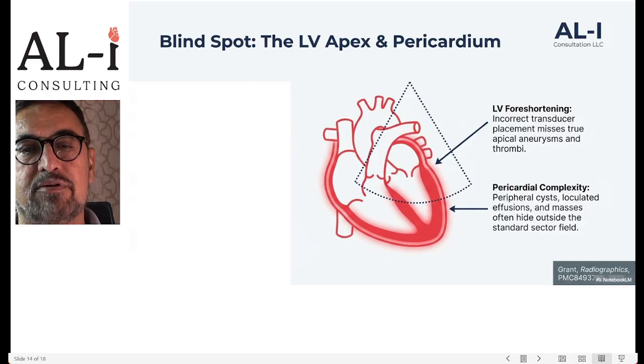The blind spots of POCUS include the LV apex and pericardium. The left ventricular apex, particularly when the apical view is foreshortened, is one blind spot. A rounded ventricle can hide apical pathology such as thrombi and distort true chamber shape. This is one reason why careful acquisition matters so much. The same is true for pericardial fluid, where an off-axis image may mislead the examiner.